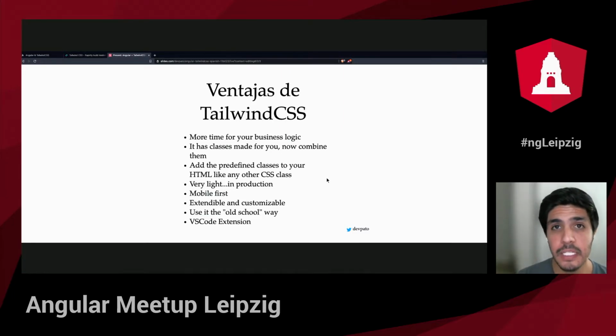Once you have these classes already created in your CSS, whenever you made them from scratch, all you have to do to use them, you go to your HTML and use them right there. Well, it's the same case with Tailwind, right? You're only skipping one step. Since they already have the classes already made for you, all you have to do is put them in your HTML the same way that you've been doing it forever. It's very light in production.